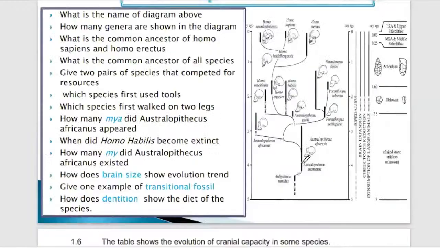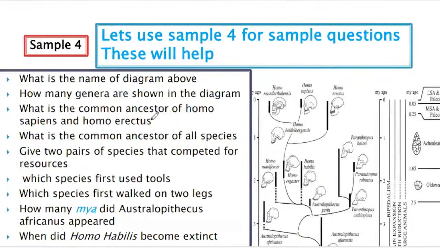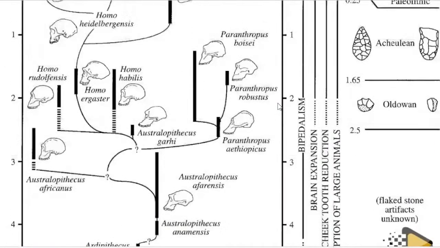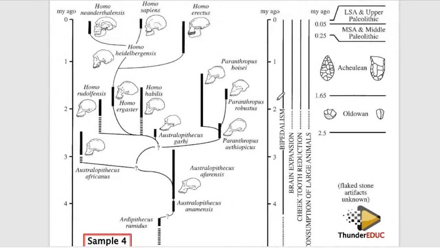Here are the questions we're going to talk about. What is the name of the diagram given above? It's called the phylogenetic tree. How many genera are shown? You look at the first name and you don't repeat it. Ardipithecus is the first genus, Australopithecus the second, then third Paranthropus, and Homo is the fourth. I think there are 4, unless there is something I've not seen.